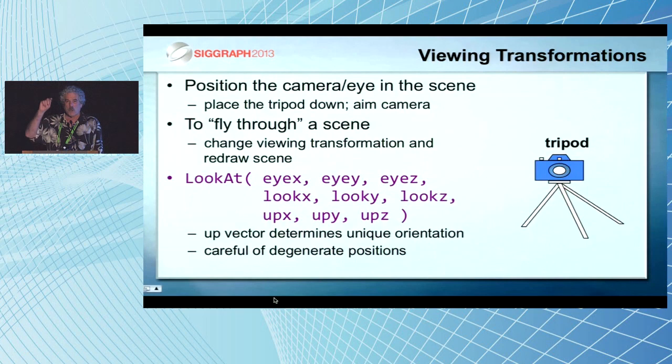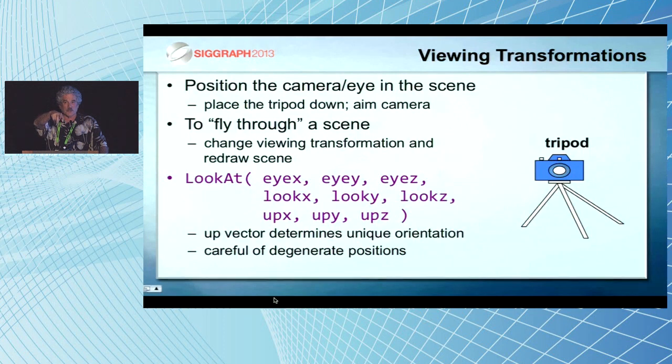I want to know what it looks like from an eye position, where I would put the viewer in the world space. I want to know what it looks like for a viewer at this point, and that viewer is looking at a certain point. That's called the at point. So you have the eye point and the at point, which define a direction that you're looking.